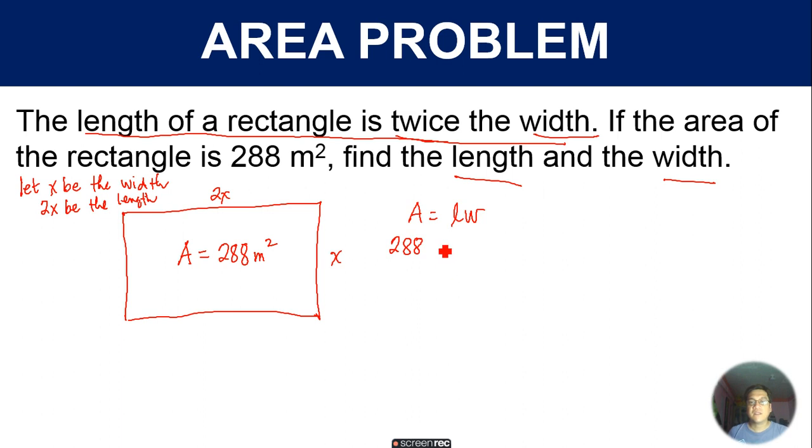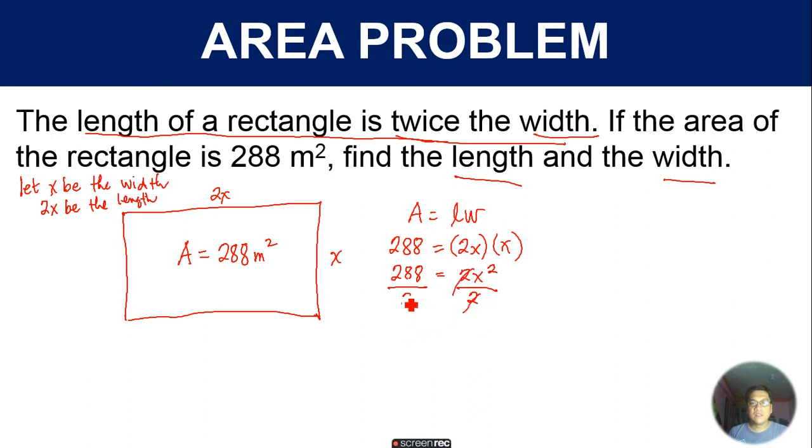So, meter squared. That will be equal to your length, which is 2x. We're going to multiply this with the width, and our width is x. So 288 is equal to 2x squared. Now, we're going to solve. Because we have 2x squared here and 288 here, we can isolate the x squared by dividing by 2.